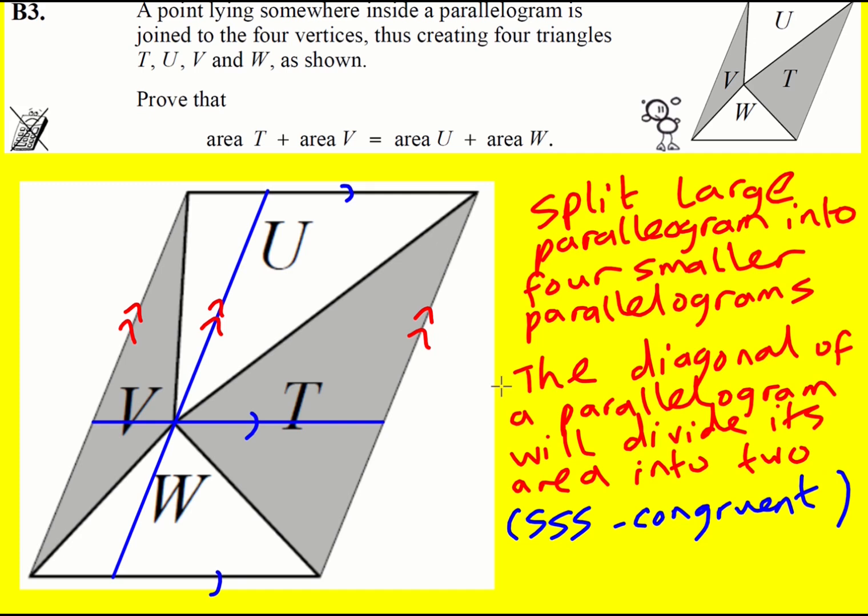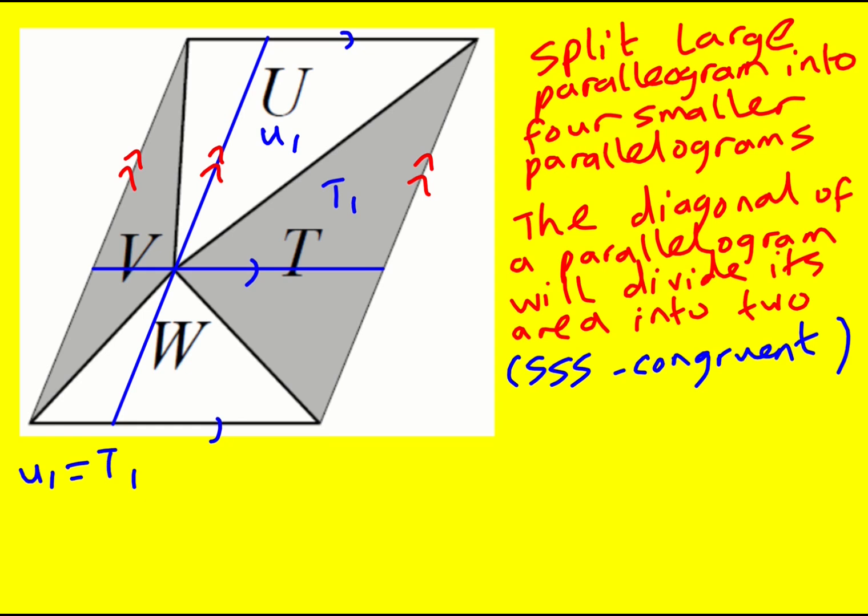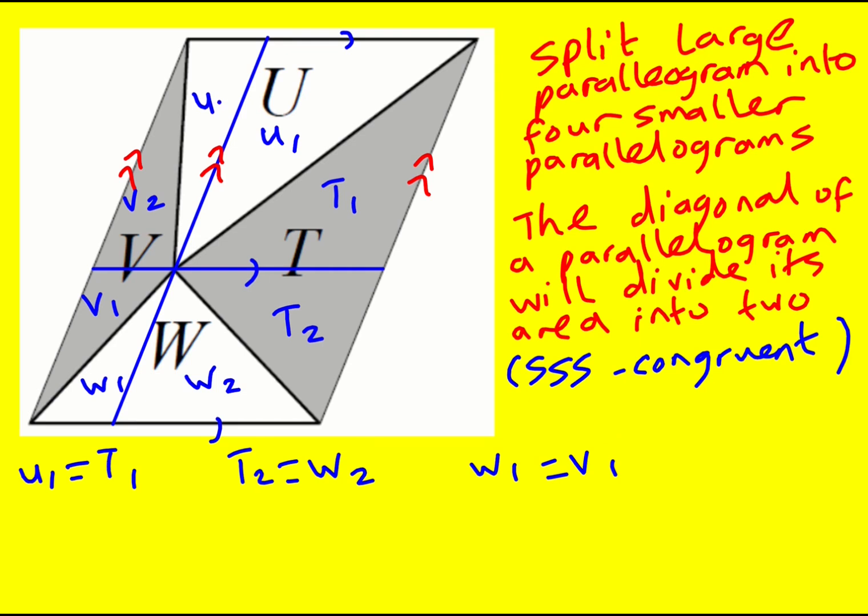And now I'm just going to carefully work my way around identifying some different triangles. So here I'm going to call this U1, and this is going to equal T1. And then this will be T2, and I'll say that this is equal to W2. Then W1 will equal V1, and V2 will equal U2.